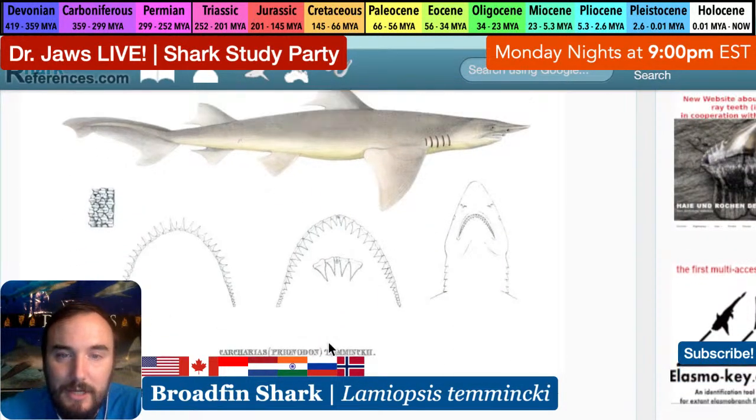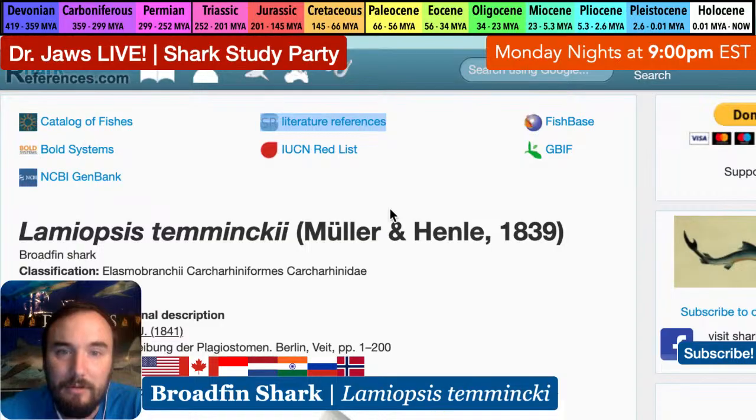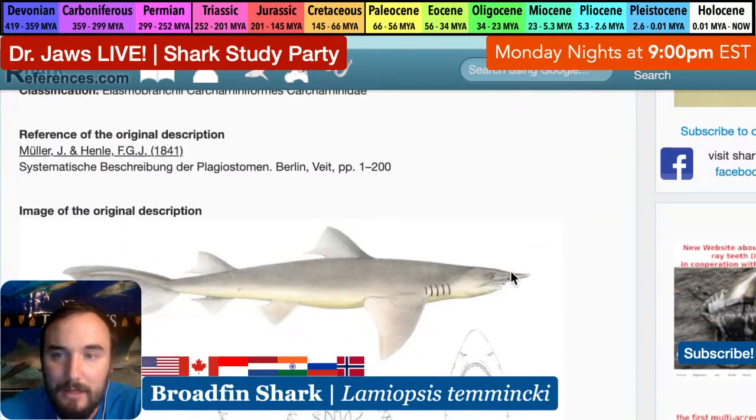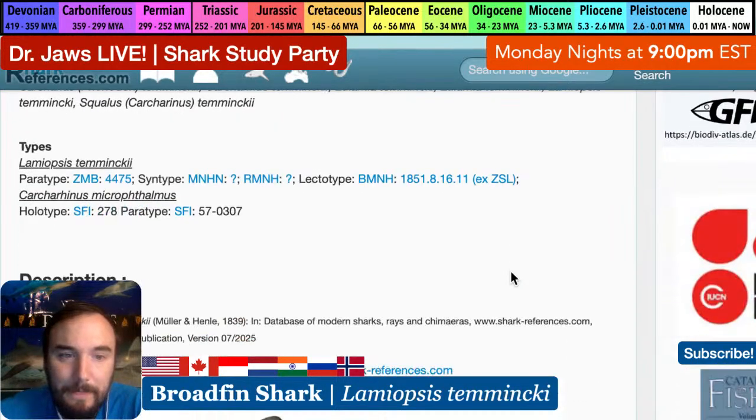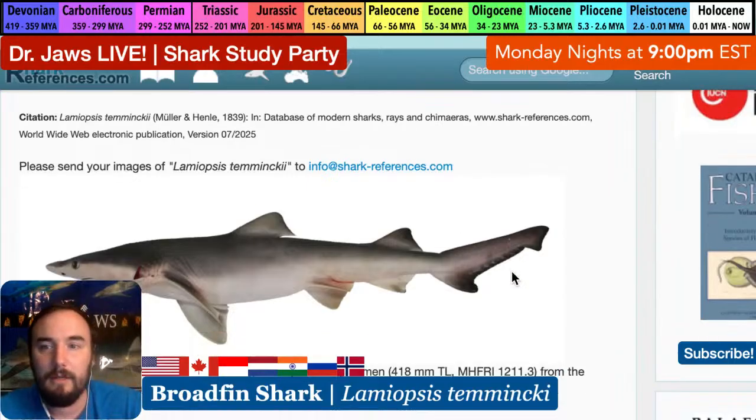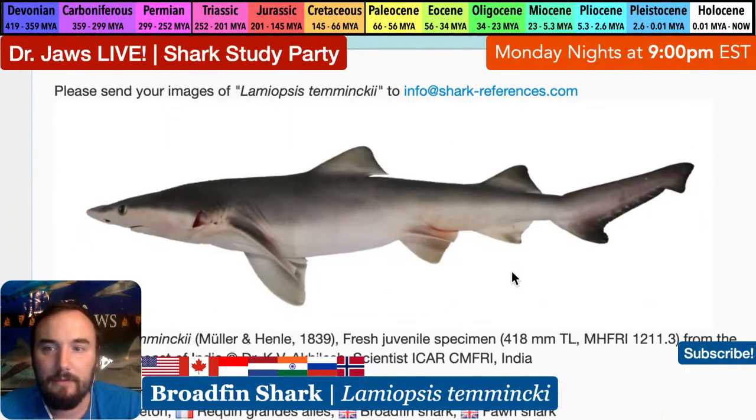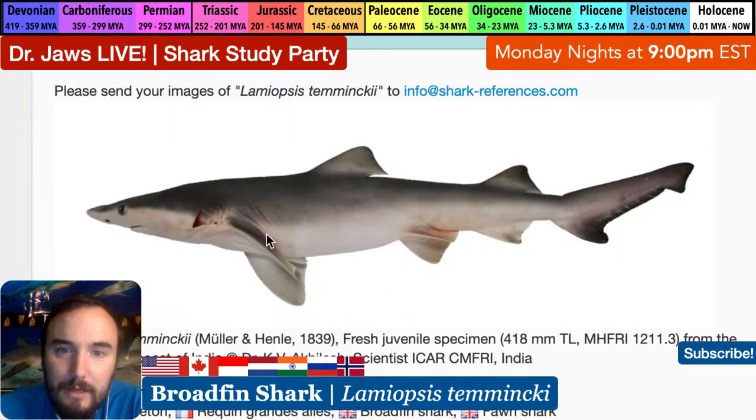While we're here, we'll check the sharkreferences.com profile of the broadfin shark. And there is a more recent photograph of a pup, so a smaller shark. Can't tell if it's young of the year or not. Young of the year sharks typically have an umbilical scar, but it's impossible to see that from this angle.